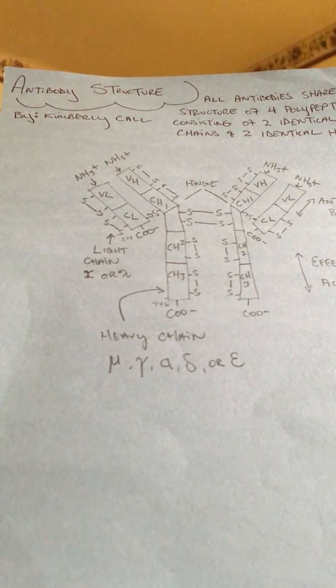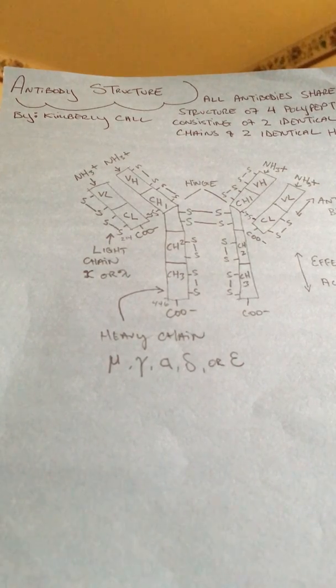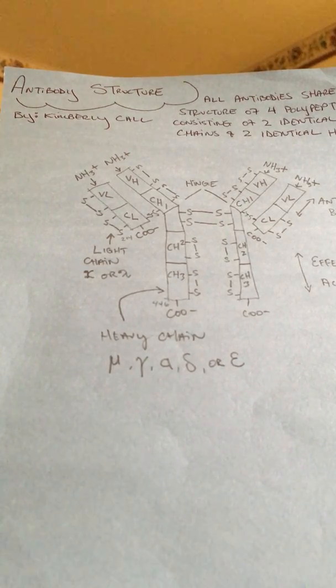And also to conclude, the 5 major antibody heavy chains are mu, gamma, delta, epsilon, and alpha.